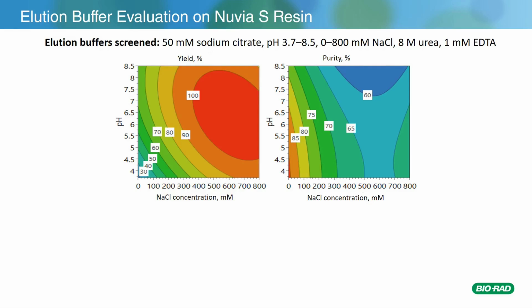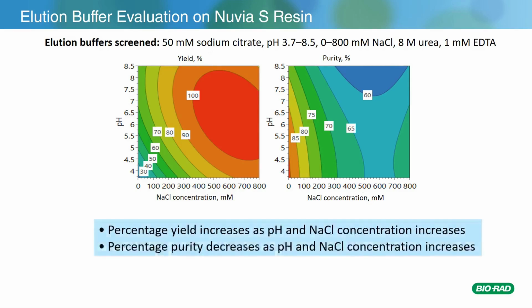The elution buffer scouting was also done on Nuvia S 4-site plates, and we looked at a sodium citrate buffer system evaluating different pHs and different sodium chloride concentrations. And percent yield increases as pH and sodium chloride concentration increases, but the purity decreases. So to find a balance between high yield and purity, further elution optimization and verification was carried out on Nuvia S in a column format.